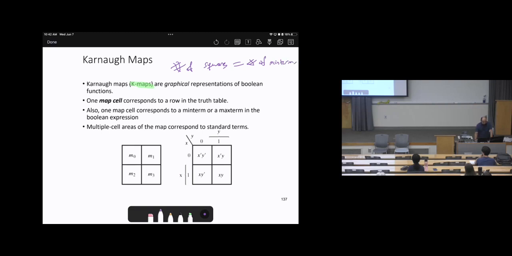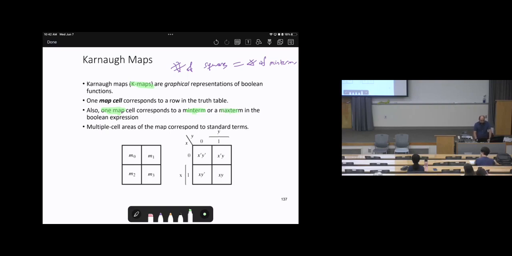So each square is where a min-term is located. Most likely K-maps will be built on min-terms. We will not use max terms. Max terms, if you want to use them, you can, but I don't prefer it. I prefer to use the min-terms to make it our standard. So one map cell corresponds to a min-term or max term.